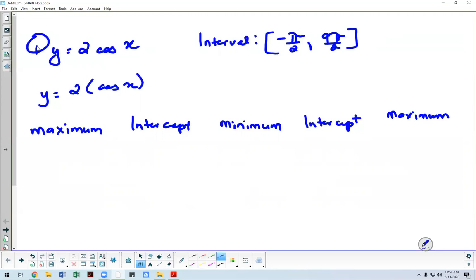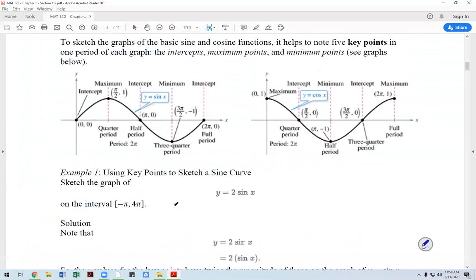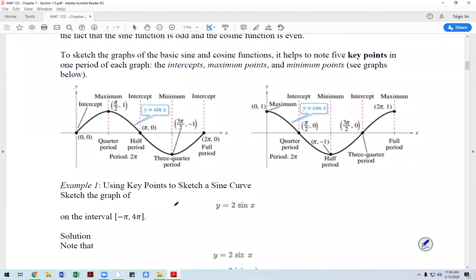Oh, where's my example? Okay, let me see if I can go back to that. Okay, so every ordered pair that you're seeing in this little graph here. So remember what I said, we started out with the maximum, you go to an intercept, minimum, and intercept again, and maximum, right? So each of these y coordinates that we are seeing for these ordered pairs are going to get multiplied by 2, because all we are doing is instead of y equals cosine of x, we are doing 2 times cosine of x. So only the y values will change.